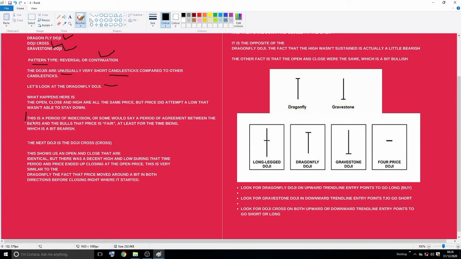So this means this period of indecision, or some would say period of agreement between bears and bulls, the price is fair, at least for that time being. So let's look at the cross doji.